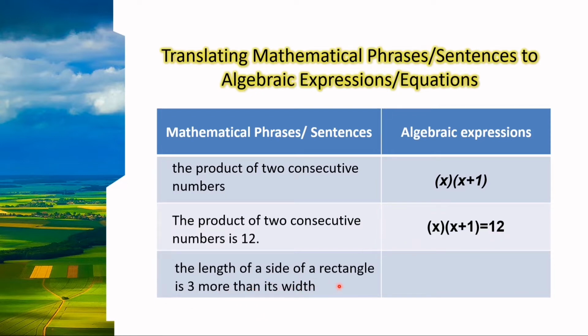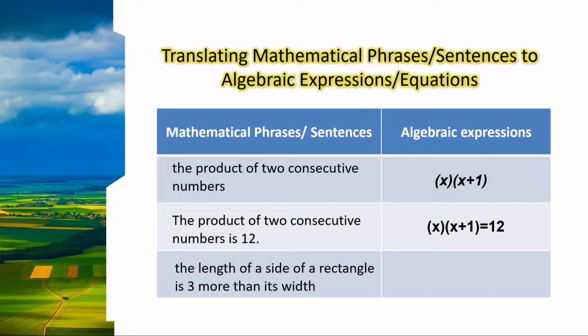The length of a side of a rectangle is 3 more than its width. Now, this is quite challenging. I'll give you 10 seconds to think about this. Okay, which one must you represent first? Is it the width or the length? Very good. So you need first to represent the width before representing the length, because the length depends on the width. So since you do not know the width, you make use of a literal coefficient or a variable. That's correct. So let's be consistent and make use of x.